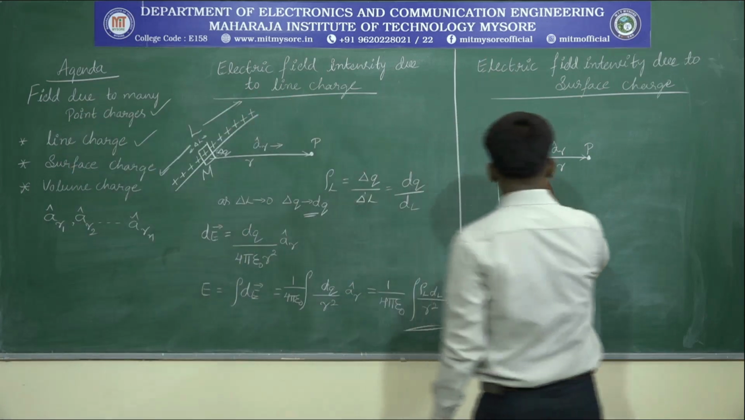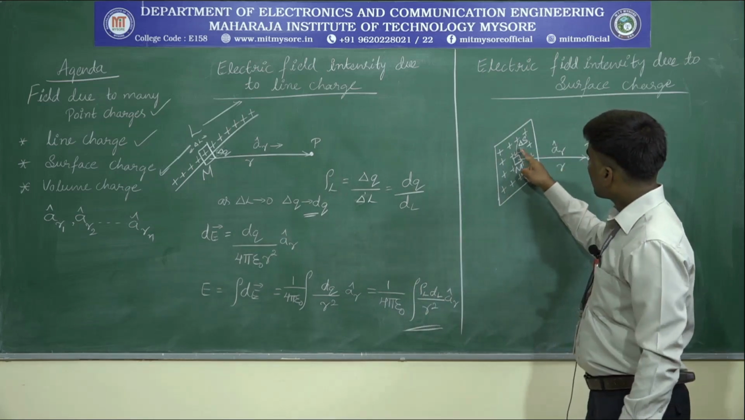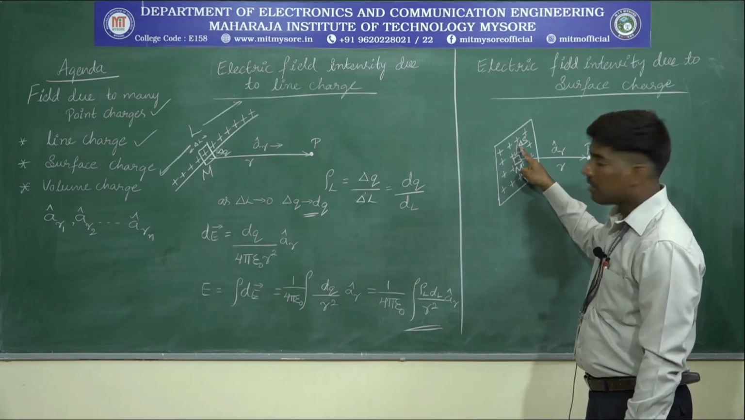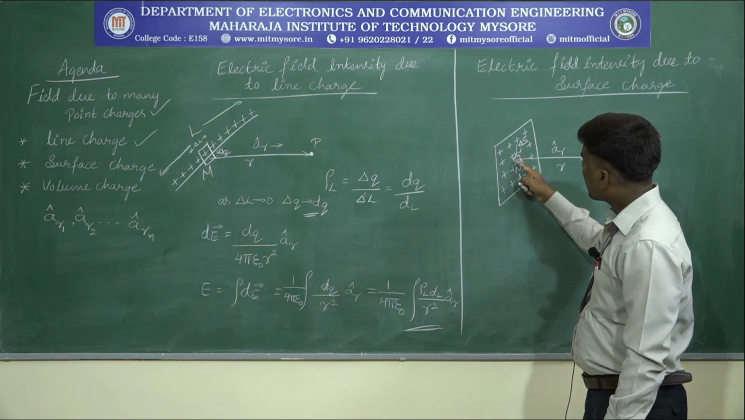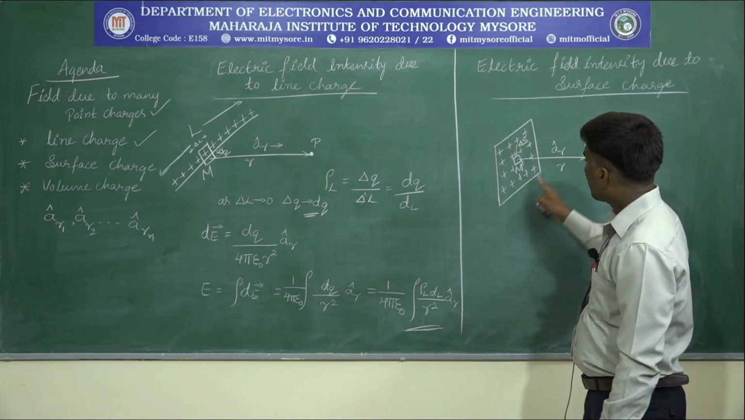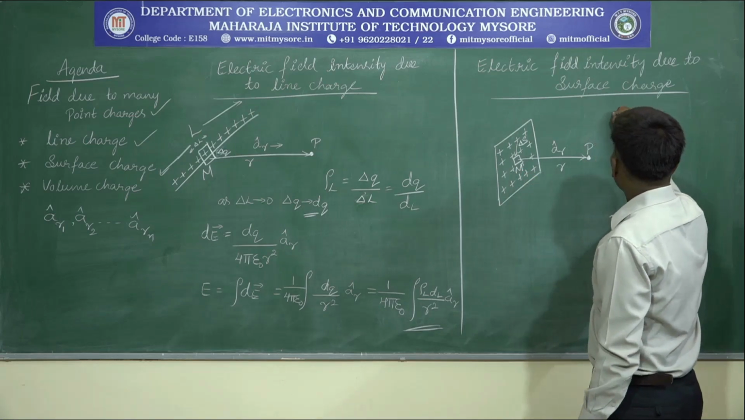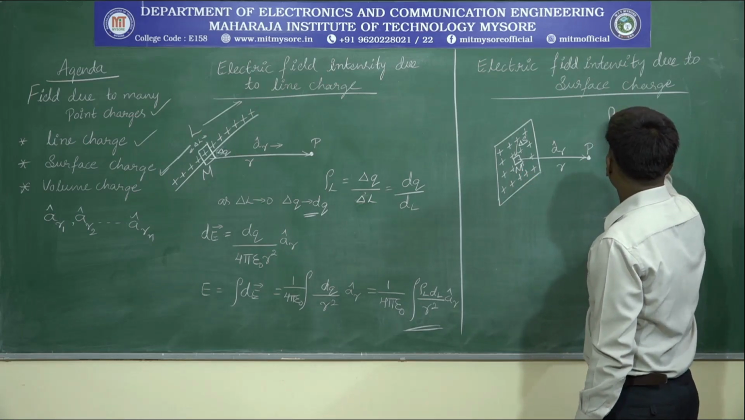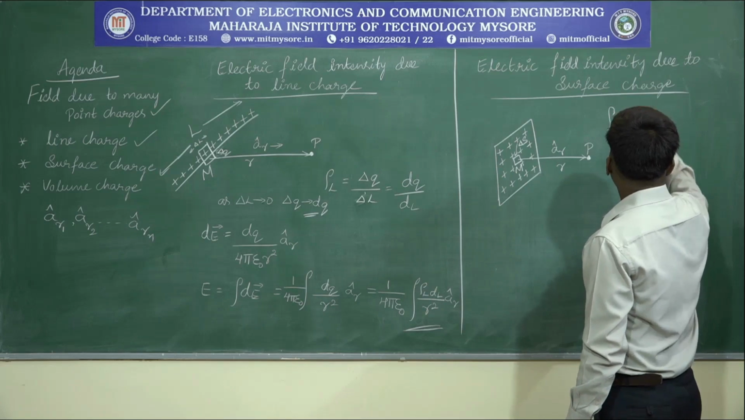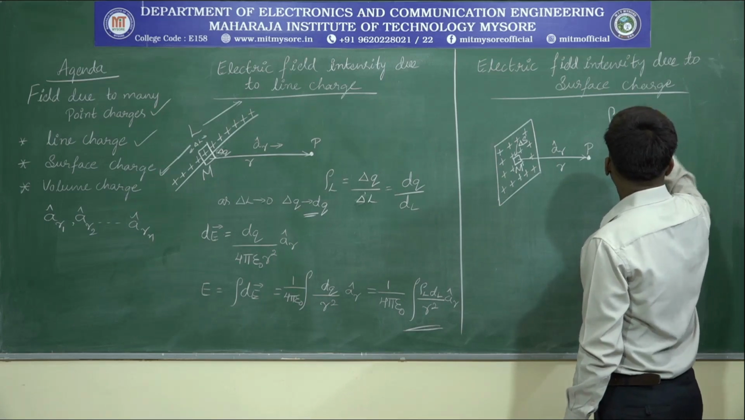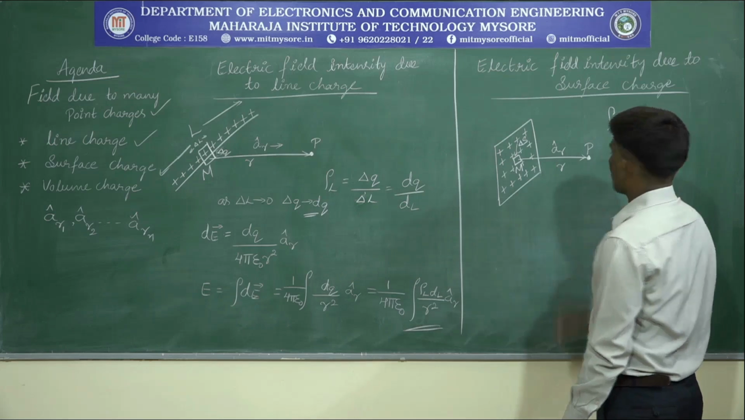Similarly, for surface charge, the area considered is delta S. Delta S is the small area we have considered on this particular surface. Surface charge density, that is rho S, is given by elementary charge per unit surface.